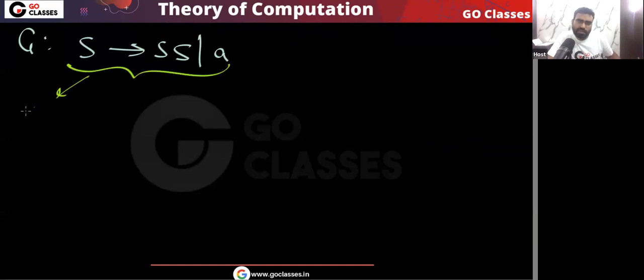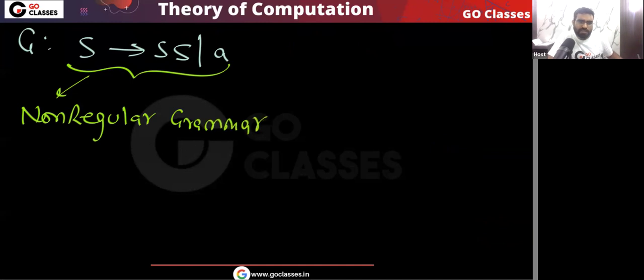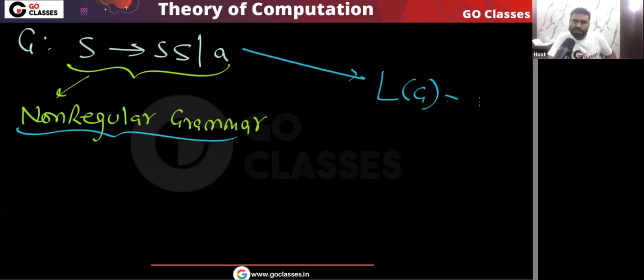Very easily I can give you a non-regular grammar. Consider this grammar G, where S goes to SS or A. You can easily see this grammar is non-regular. Now, what is the language here? G is non-regular, but what is L(G)? You can easily see that it is A plus. So the language is regular. I hope you understood.